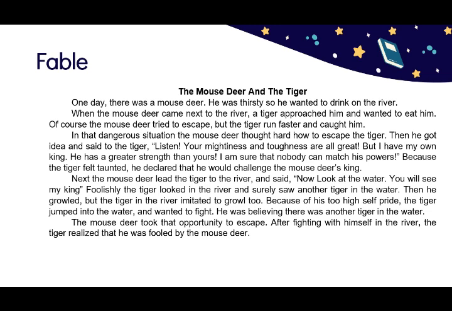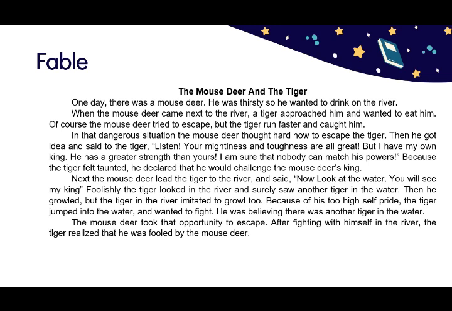Then he got idea and said to the tiger, "Listen, your mightiness and toughness are all great, but I have my own king. He has a greater strength than yours. I'm sure that nobody can match his powers." Because the tiger felt taunted, he declared that he would challenge the mouse deer's king. Next, the mouse deer led the tiger to the river and said, "Now look at the water. You will see my king."